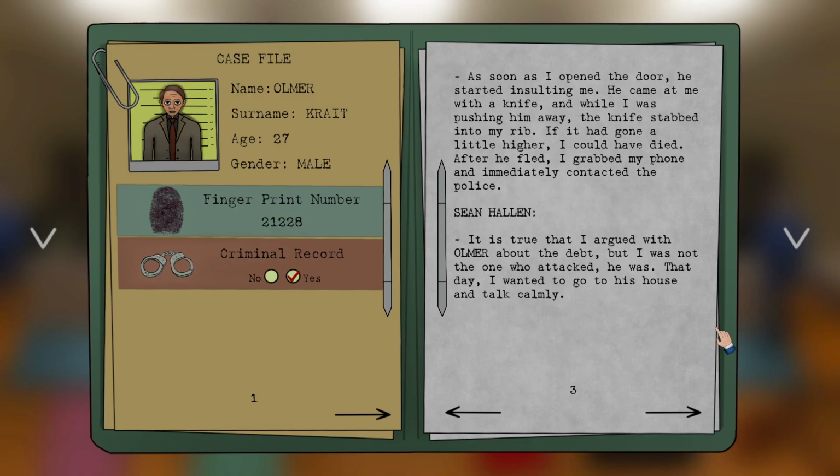He came at me with a knife, and while I was pushing him away, the knife stabbed into my rib. If it would have gone a little higher, I could have died. After he fled, I grabbed my phone and immediately called the police.